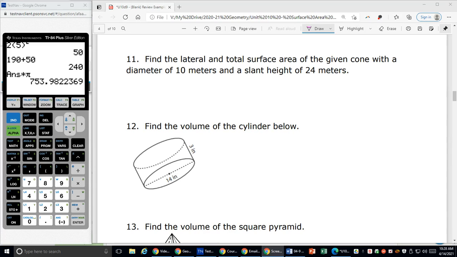Hi, welcome back. Number 11. We are on page 4 of our Unit 10, Day 9 review examples. Starting with number 11, find the lateral and total surface area of the given cone with a diameter of 10 meters and a slant height of 24 meters.